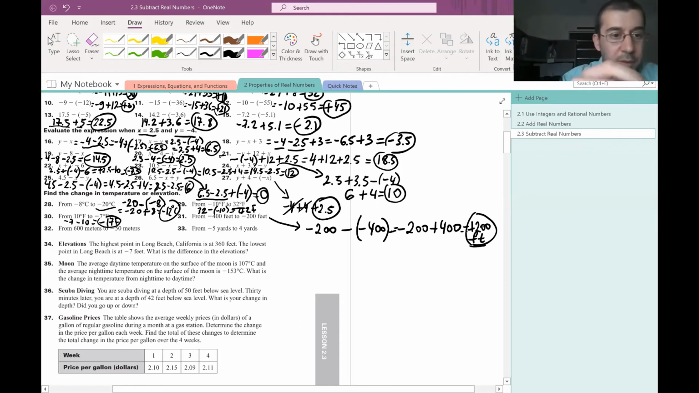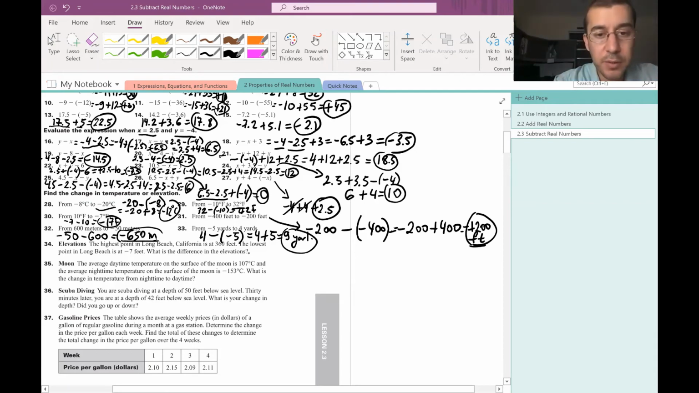That was 31. 32, from 600 meters to minus 50 meters. So here we have minus 50 and then minus 600, or this is minus 650 meters. This is also elevation. Yards is also elevation, so 33. We're going from minus 5 to 4, so 4 minus 5, or this is 4 plus 5, or this is 9 yards. That's the elevation. Change in elevation, 9 yards.